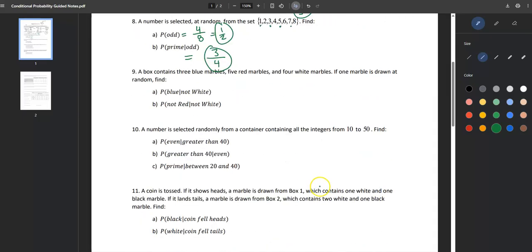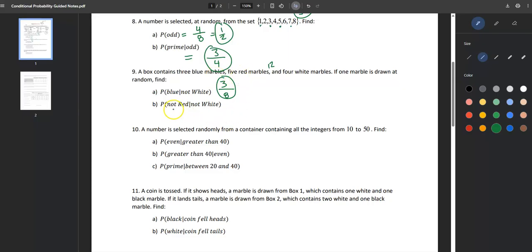Okay? Let's keep looking at these. Again, same thing, just different situations. I've got a box of three blues, 5 reds, and 4 whites. So we have 12 total, and we're drawing one of them. What's the probability of getting a blue if it's not white? So I'm getting rid of the whites. So it has to be blue or red. So I only have 8. And what's the chance that it's blue out of those? It would be 3 out of 8, because I'm just drawing from the blues and the reds.